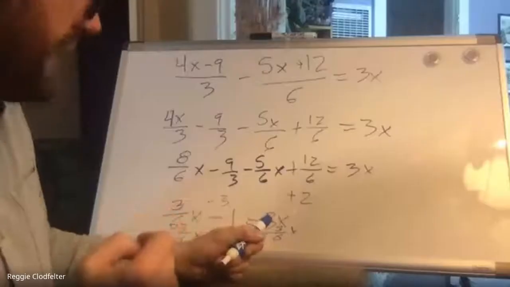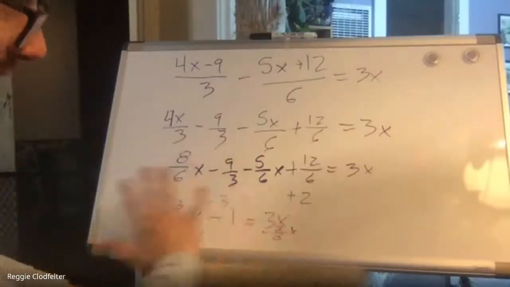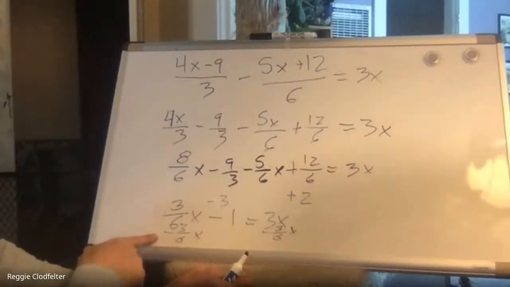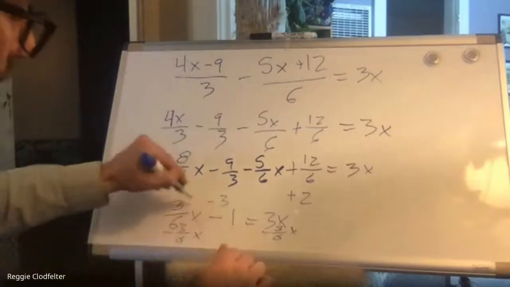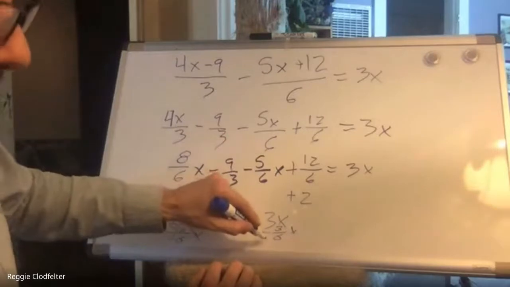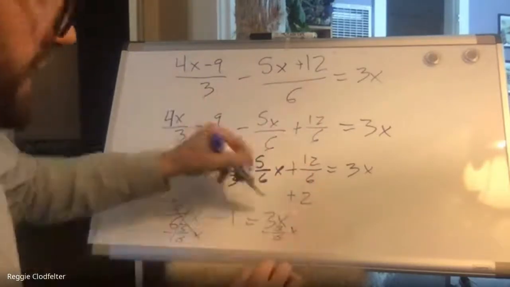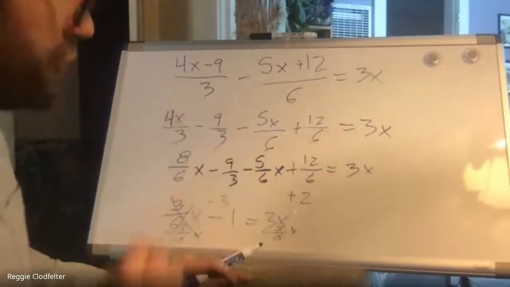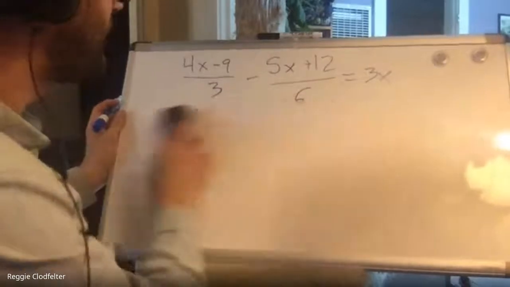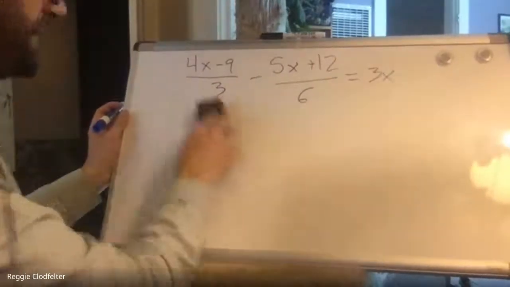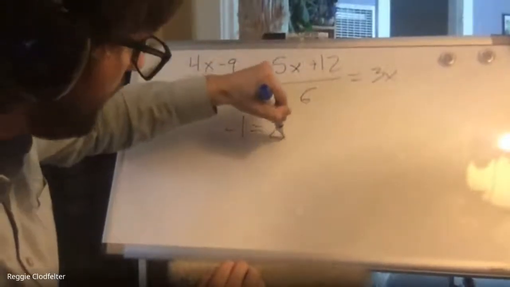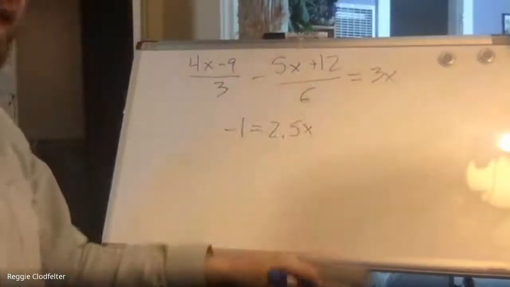2.5x. So I'm going to erase this because I ran out of space and then move up. But what I have here is I took my 3/6x and I subtracted 3/6x. So that's 0, leaving just my negative 1. And then I had 3x minus 3/6x, or 1/2 x. So 3 minus 1/2 leaves me with 2.5x. So I'm going to erase this just so I can move up. I have here negative 1 equals 2.5x. That's what I was left with there, okay?